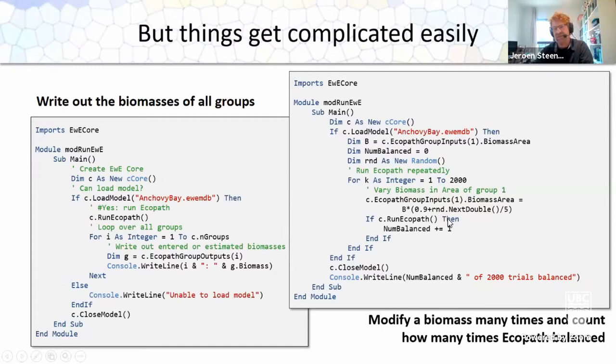And at the end, doing this 2,000 times, we say, okay, of 2,000 random perturbations of the biomass, how many models did actually balance? It's not a very sensible example, but it shows you that you can get actually inside Ecopath and Ecosim and Ecospace as well with code. You can do anything that the Ecopath interface does and more. I hope this illustrates the kind of power that you have with not so many lines of code. Of course, there's a learning curve.